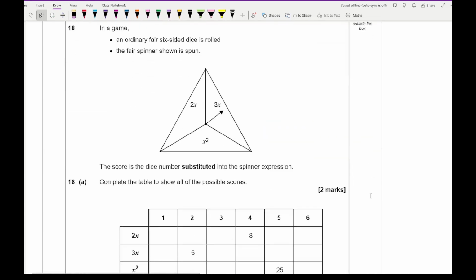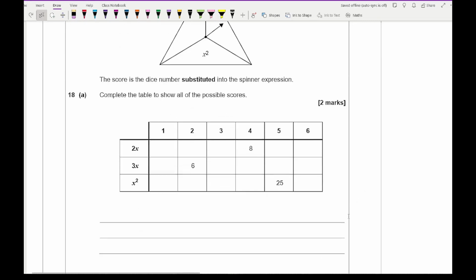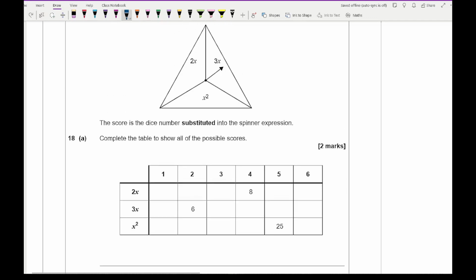Moving on to question 18, it says, in a game, an ordinary fair 6-sided dice is rolled. A fair spinner shown is spun. And it says complete the table to show all the possible scores. So for this, all I need to do is multiply the numbers, substituting into the expression. So here I'm going to multiply the numbers by 2. So that's going to be 2, 4, 6, 10 and 12. Then I multiply those numbers by 3. So that gives me 3, 9, 12, 15 and 18. And then I square those numbers. So that's going to be 1, 4, 9, 16 and 36.